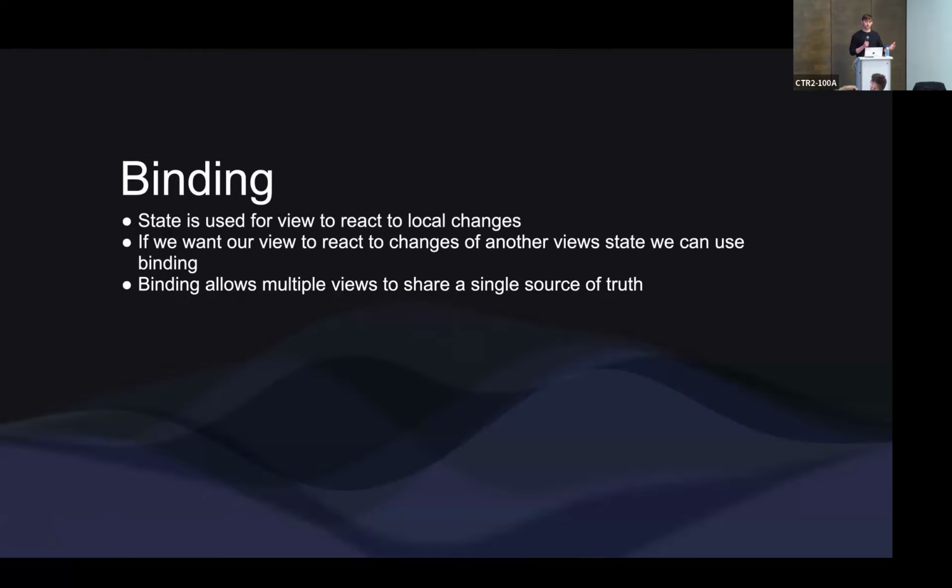So, like I said, state is used for the view to react to local changes within the view, so it's typically private. But if we want our view to react to changes to other view states, we can use a Binding. So we can create our state in one view, and we can use a projected value from that state to get a binding, and we can pass that binding to another view. So Binding allows multiple views to share a single source of truth, so this is extremely powerful for us.